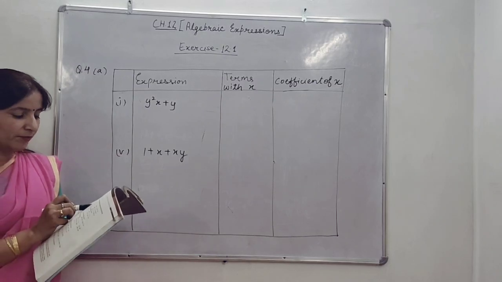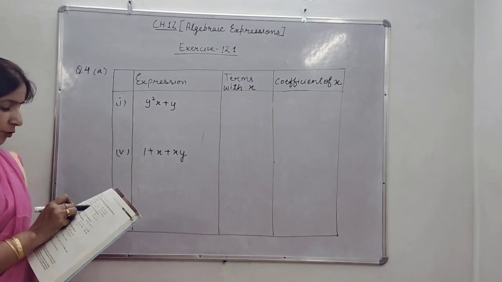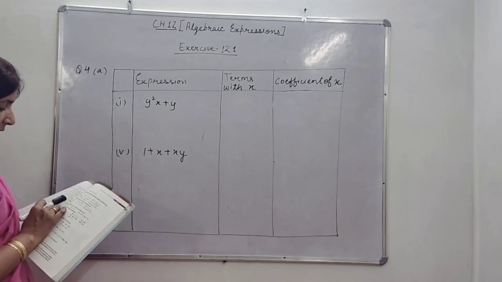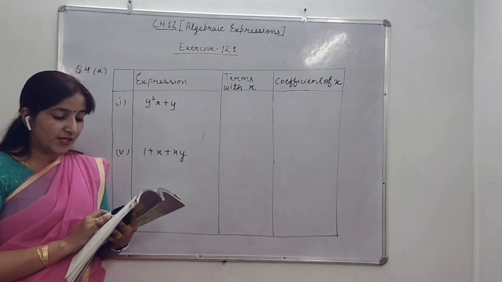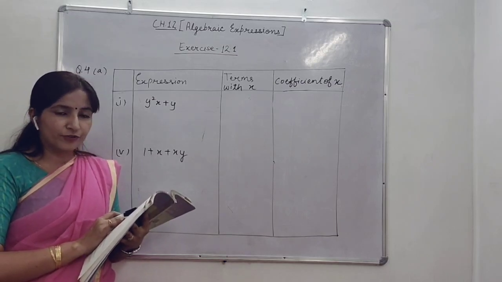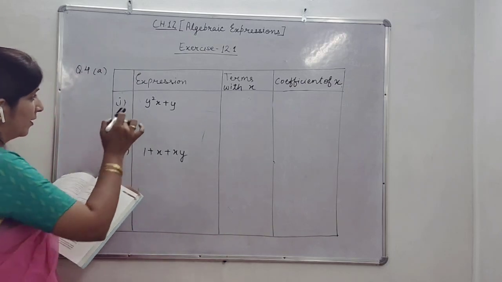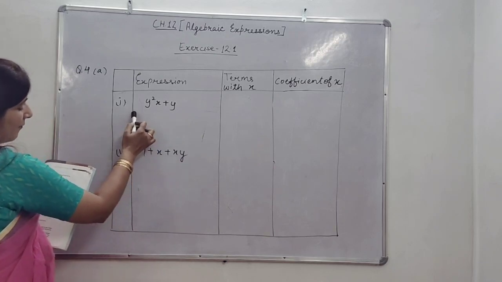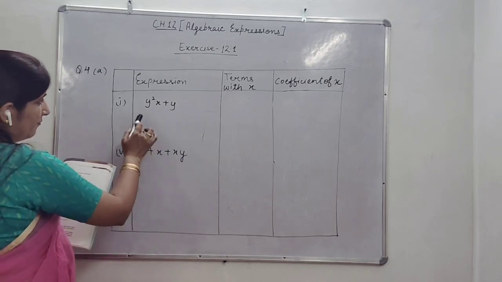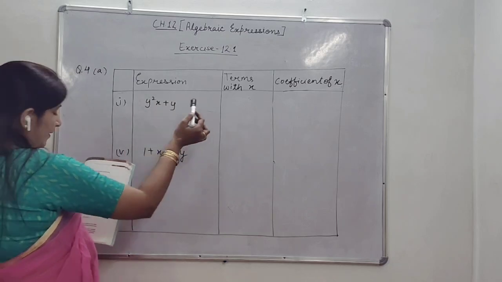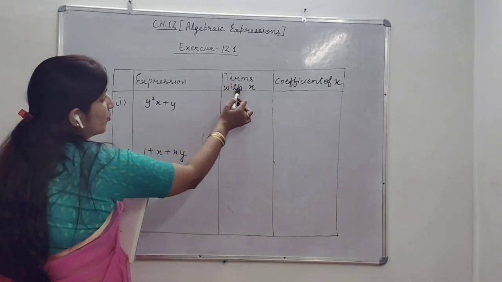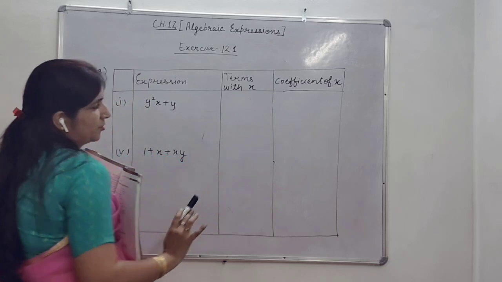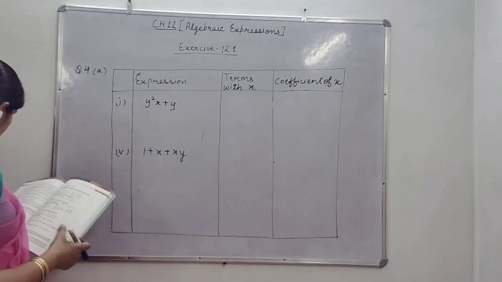Now students, question number 4 of exercise 12.1. The fourth question has two parts. First of all, I am telling you the A part. The question is, identify terms which contain x and give the coefficients of x. First of all, you have to write again in tabular form. That will be easy for you. I will tell you two parts. The rest you have to do yourself. Here we will write the expression. Then, as asked in the question, we have to write the terms with x, and then the coefficients of x. Let us start.